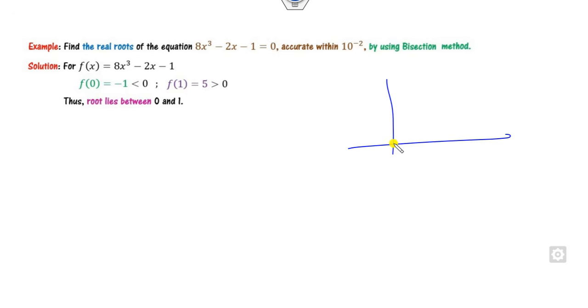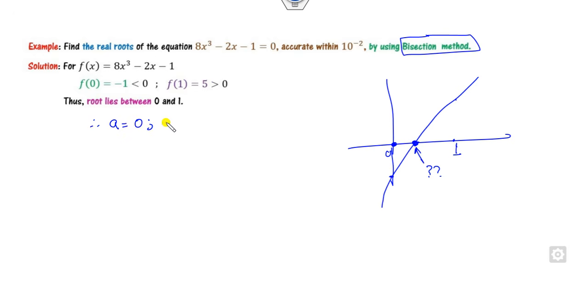If you look at it graphically, f of 0 is minus 1 and f of 1 is 5, so the graph will look like this. The root lies between 0 and 1, and my target is to find it. Now we are applying the bisection method. Therefore a is 0 and b is 1, because the interval is here.